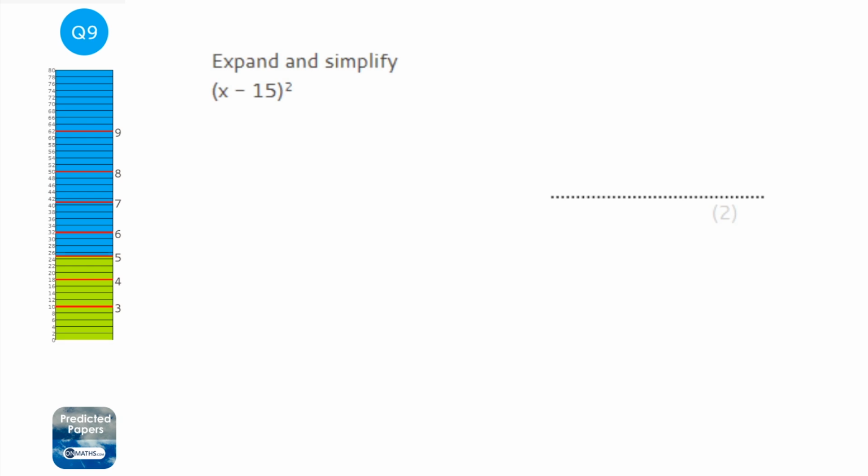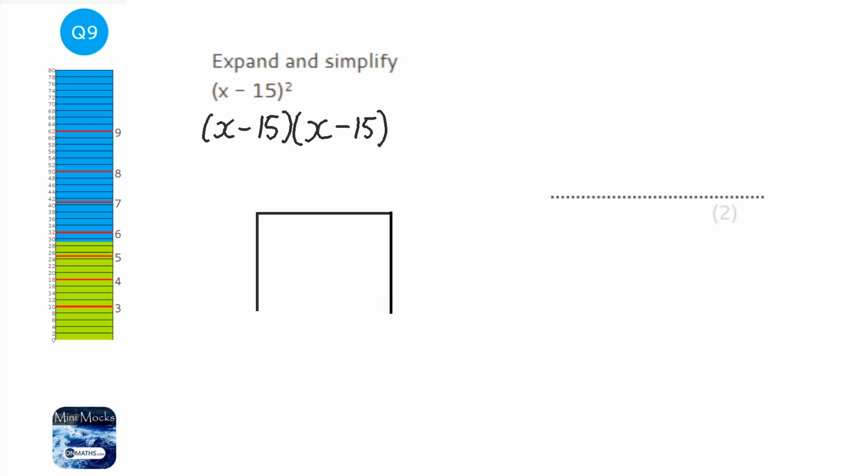Okay, so the first thing to do with this question is to write it out twice. Whenever you square something, you times it by itself, and itself is the bracket x minus 15. And there are multiple ways of doing the next bit. I'm going to use the grid method for this one. And we put the first bracket at the top, so x minus 15, and the other bracket down the side, which is just x minus 15 as well.